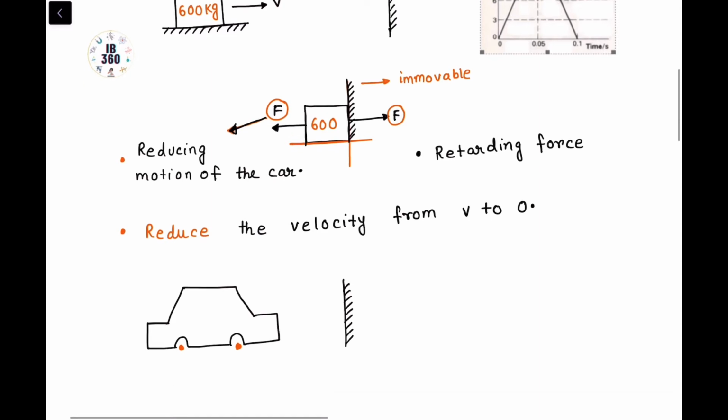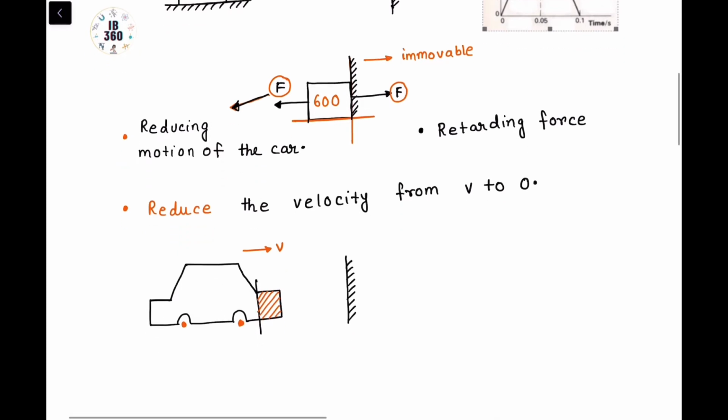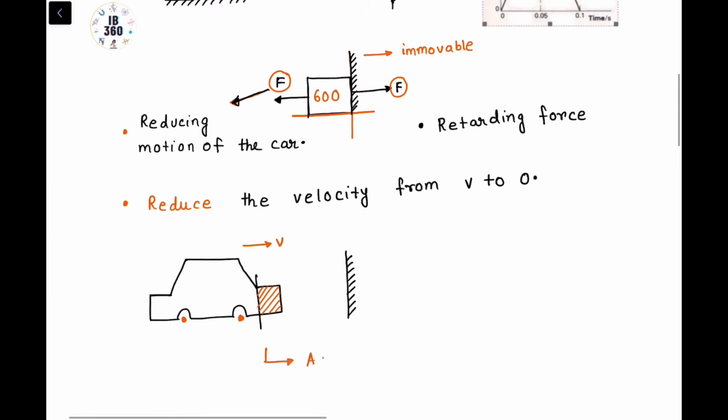When the car moving with a velocity v in this direction collides with the wall, what will happen? The front of the car, that means the engine compartment, will get crushed. Why? It acts to absorb the energy produced due to collision. The engine compartment gets crushed to absorb the energy of the collision, so the passengers don't get that much energy of the collision.